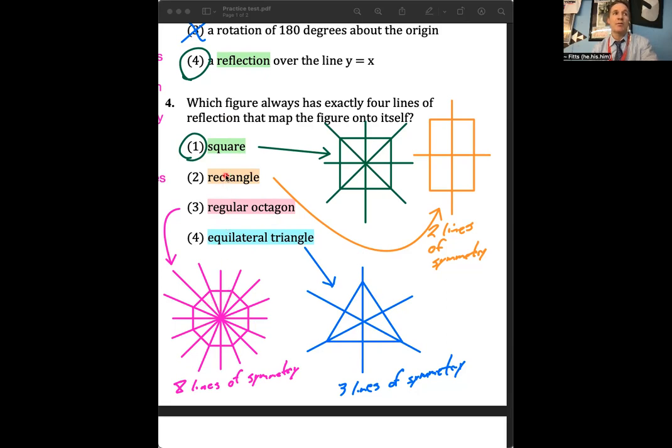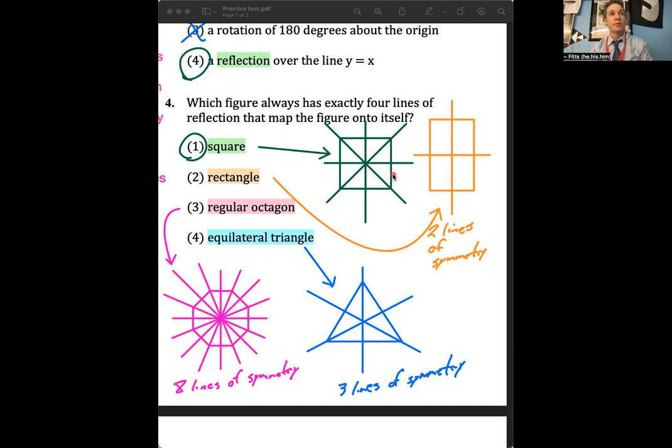The pattern breaks here for a rectangle. That pattern only works for regular polygons, meaning all the side lengths are the same length. A rectangle only has 2 lines of symmetry. That might seem confusing to y'all, but if you take a rectangular piece of paper like this, and I fold it over diagonally, it's not going to be mapped onto itself. So that's not a line of symmetry, so that's not going to work.